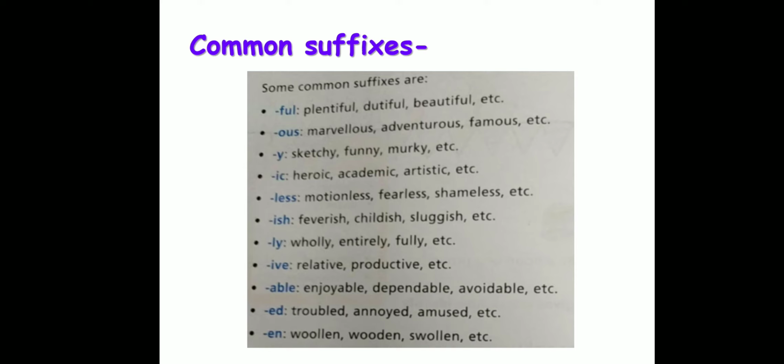Now when you add Y, it can be sketchy. Sketchy means something which is roughly planned, not planned with details. Sketchy means only a rough plan. So when you add Y to sketch, it becomes sketchy, funny, and murky. Then I see heroic, academic, artistic. Academic is related to studies. Artistic is related to art. So artist, artistic. You add IC to artist, it becomes artistic. Heroic, somebody who can do heroic work, like being a hero. So you add IC to hero, you get heroic. We can say that our freedom fighters are heroic.